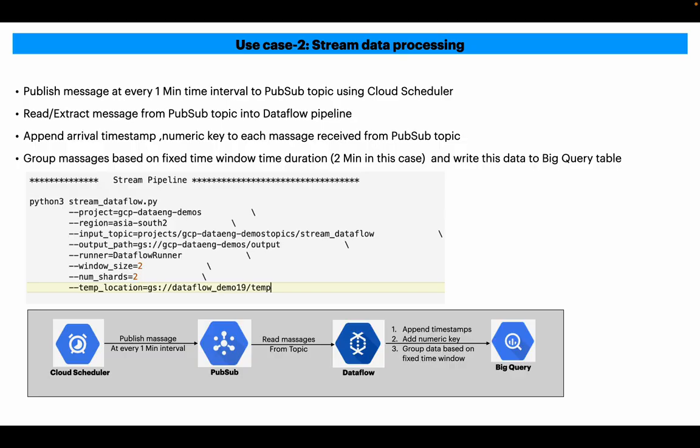So I will try to explain what we are trying to do. Every 1 minute we'll receive a message from the PubSub topic. We'll append an arrival timestamp to each message, and also append some numeric key for reference. Here we have to understand how streaming data can be processed using Dataflow.